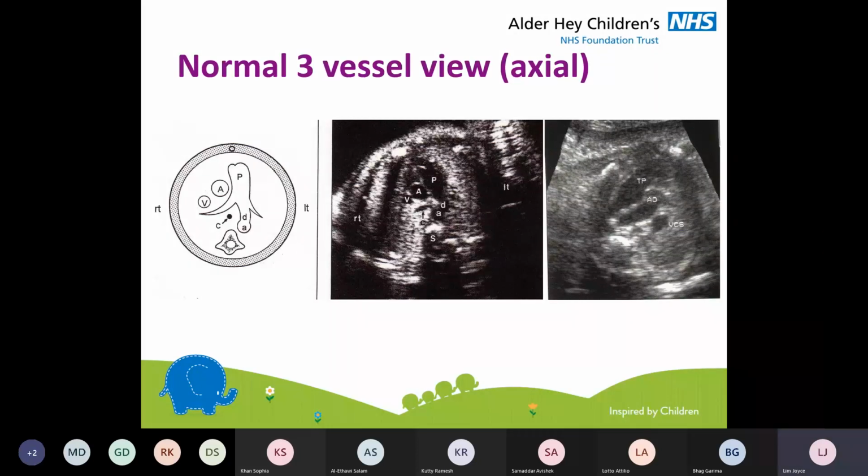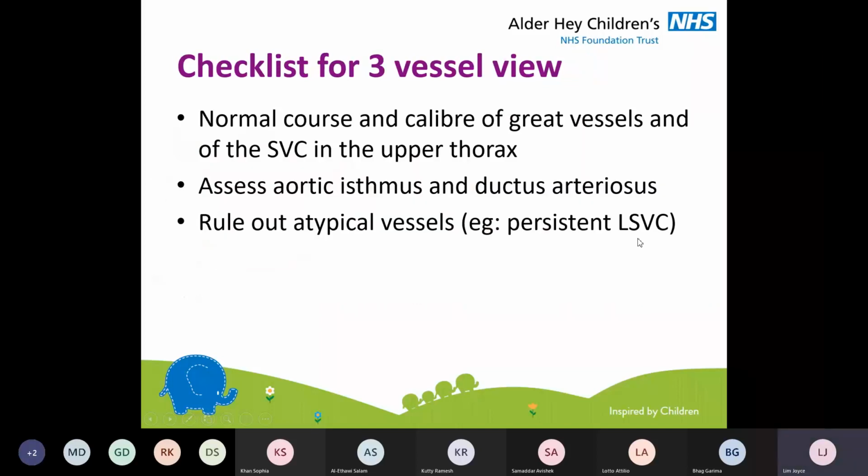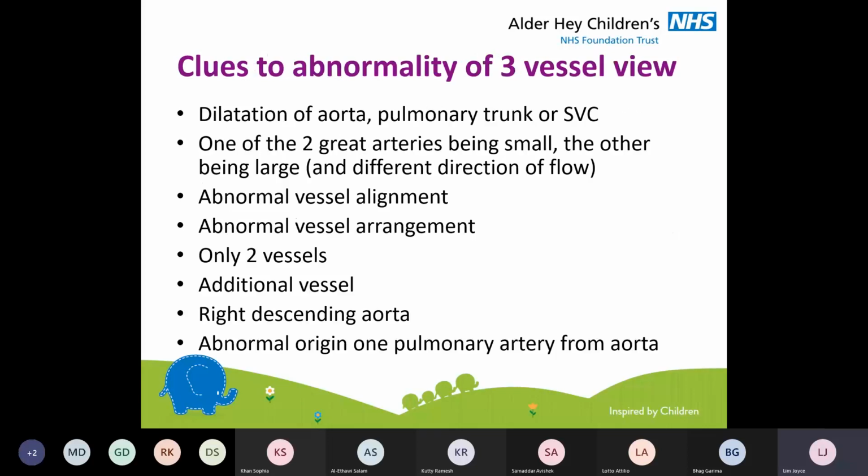So then the newer 3VT view, over here: the ductal arch, the aortic arch, and the SVC here. You should see a normal course. They should all be approximately equal size, with the pulmonary artery or the ductal arch being the slightly larger one, the aorta being slightly smaller, and the SVC being the smallest. Occasionally, you can also pick up a left SVC or bilateral SVCs.